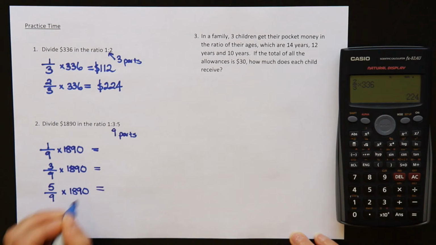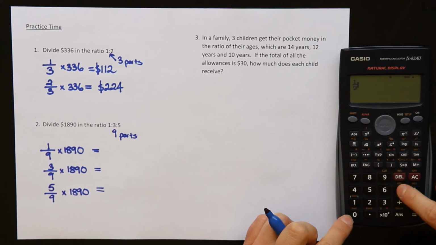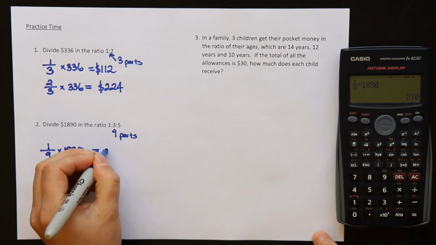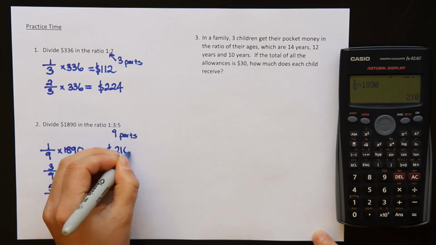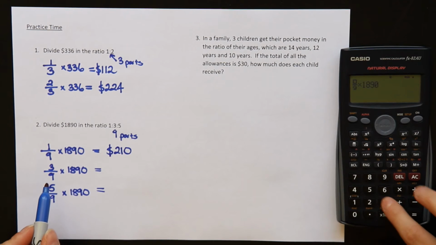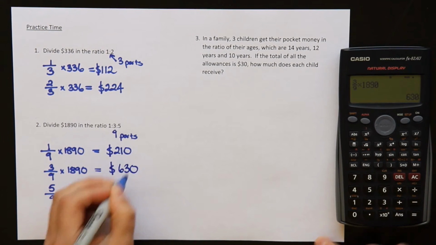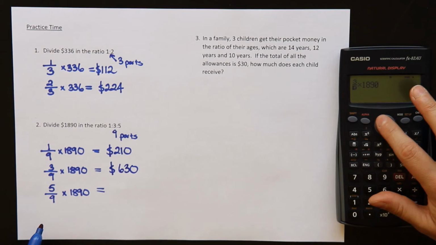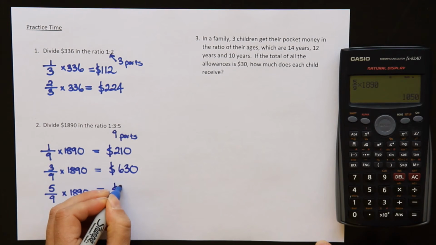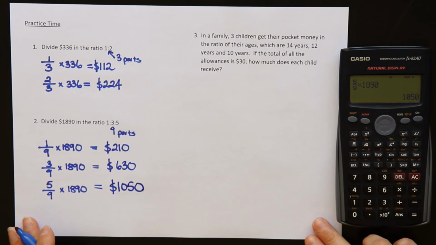So then comes the calculation time. 1 out of 9 times 1890 is, again they're dollars, $210. Okay, just using my calculator to change that to a 3, is $630 for the second one, and $1,050, whoops, $50 for the third one.